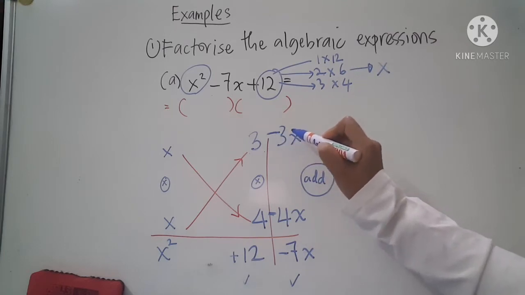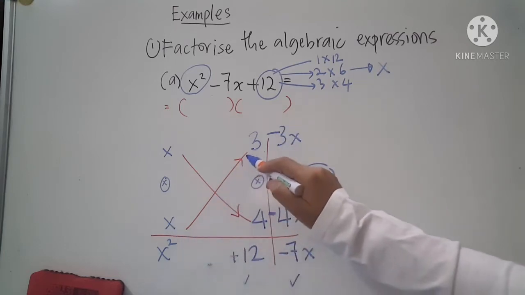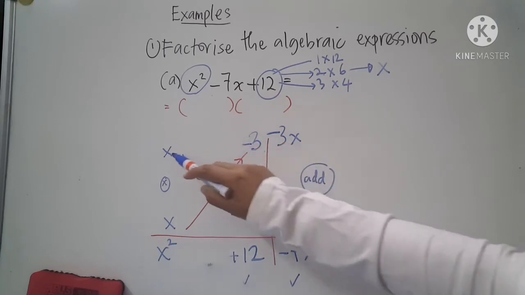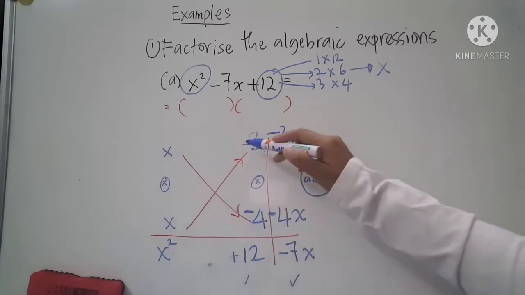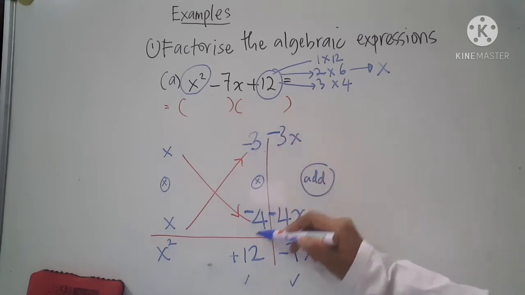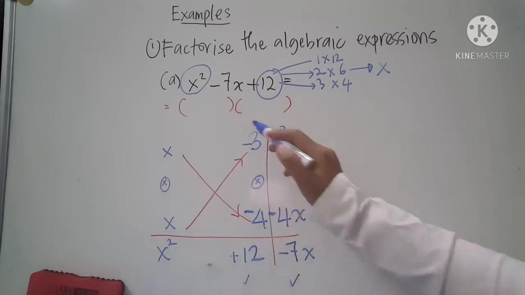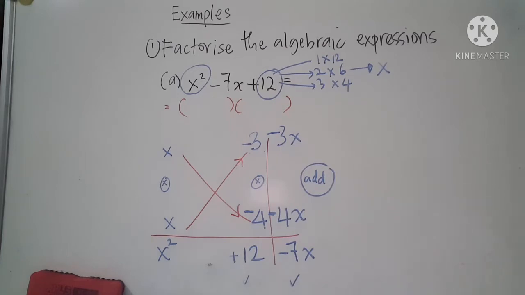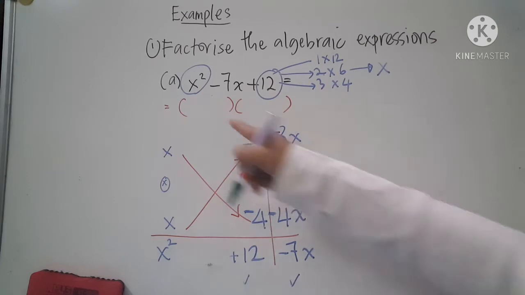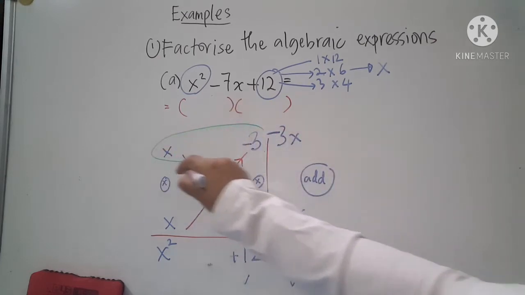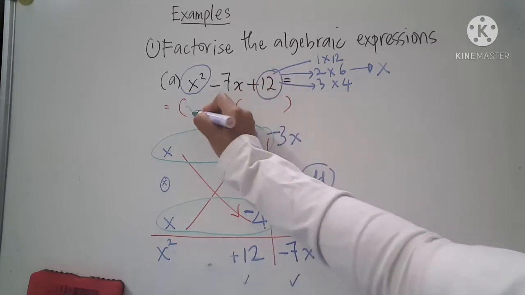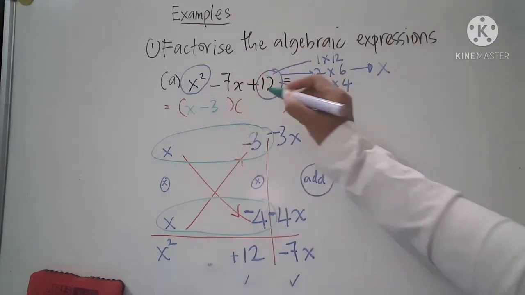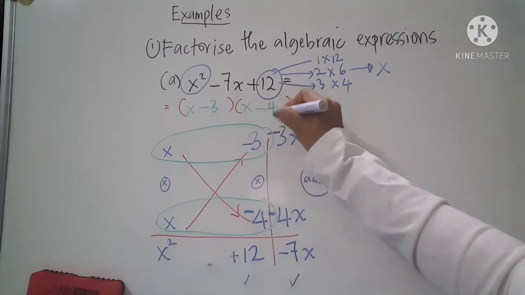If here is negative 3x, meaning that x times negative 3, x times negative 4. Negative 3 times negative 4, positive 12. So, this is the answer. So, what are the terms that we are going to write in the two brackets here? This is the one that you are going to write: x minus 3, x minus 4.